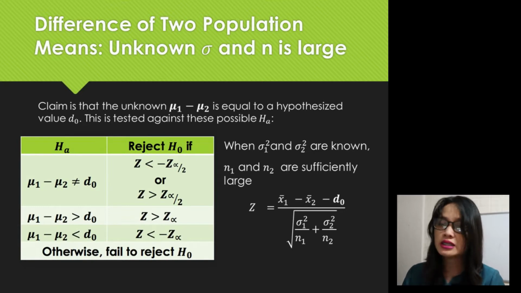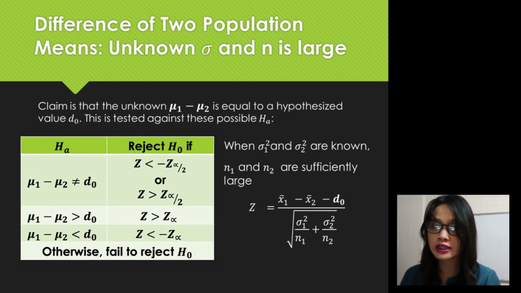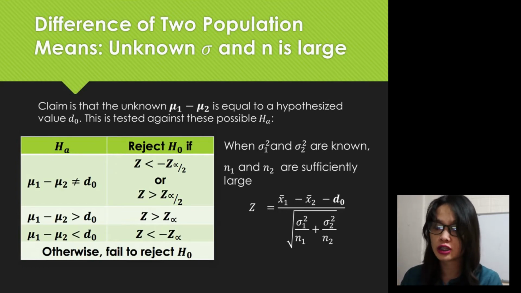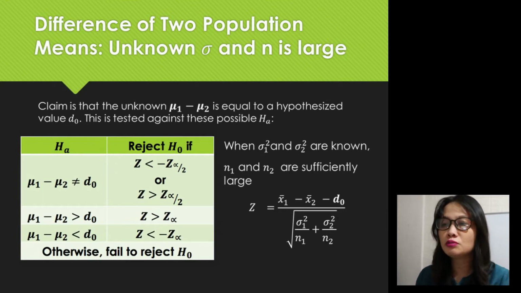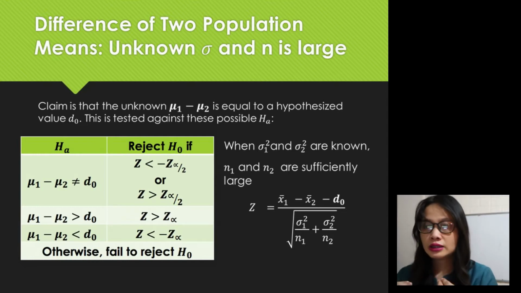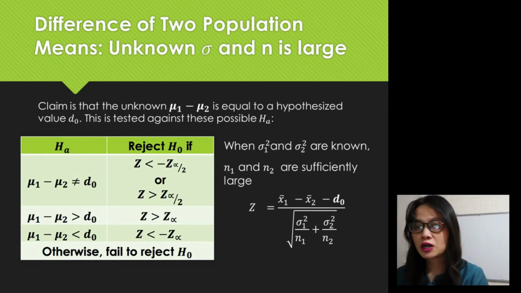This time, the standard deviation of the population is unknown, and then the sample size is large. Okay, so that's the second condition. So the claim is that the unknown mu sub 1 minus mu sub 2 is equal to a hypothesized value. This is tested against this possible HA.